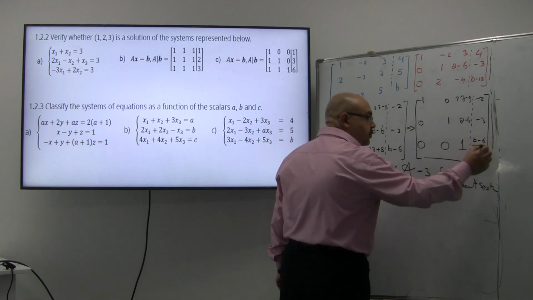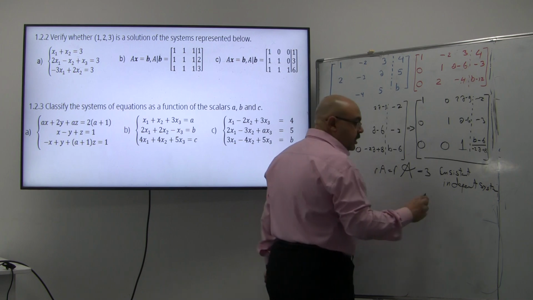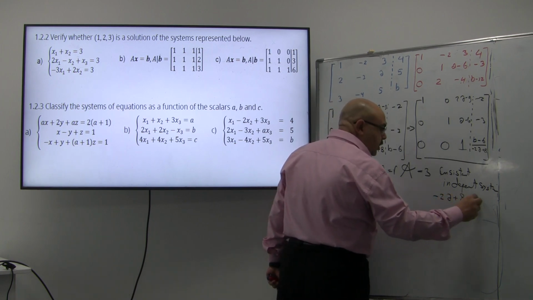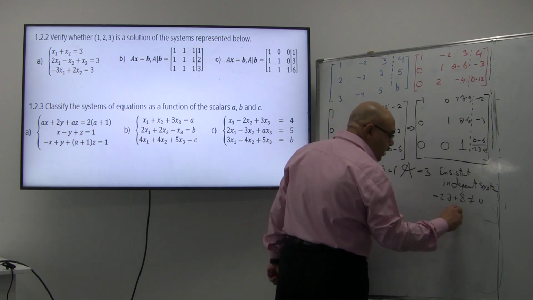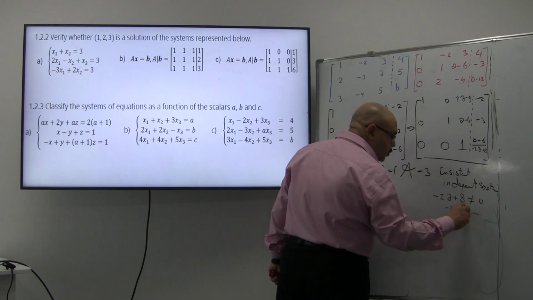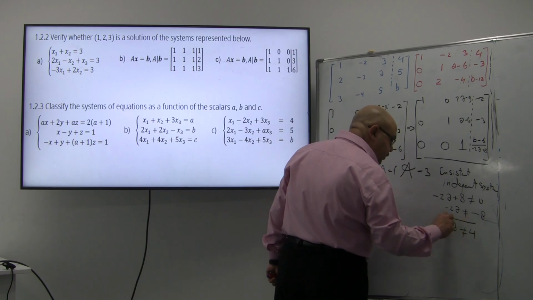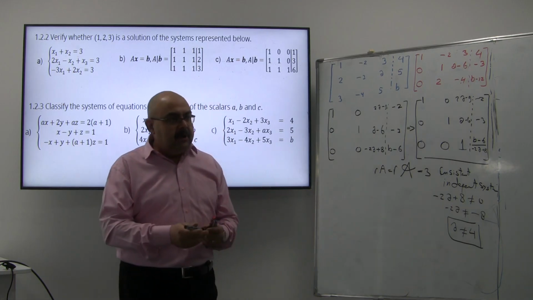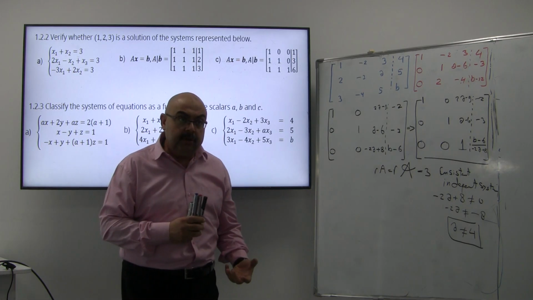This value has to be defined. What's the meaning of having this value defined? That negative 2 over a plus 8 must not equal 0. Which means that negative 2a shouldn't equal negative 8. So a shouldn't equal positive 4. So this is the value for this system to be consistent and have a unique solution.